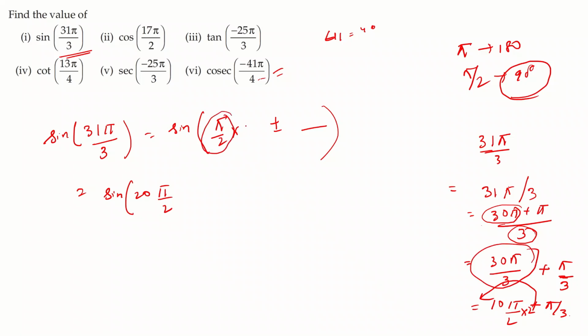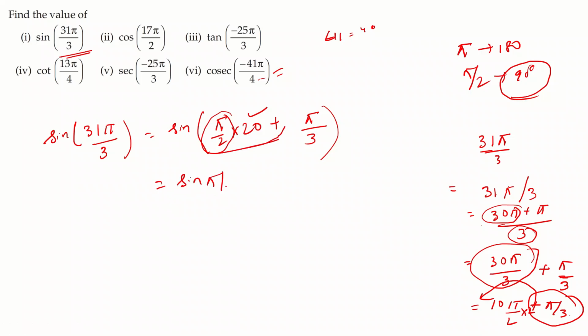Let me write it down over here only. Pi by 2 times 20, and then what remains? Plus pi by 3. So we delete this negative sign. Now this 20 is even, so sine will not change into cos. The sine will remain sine, and you forget about this entire part, just sine pi by 3.